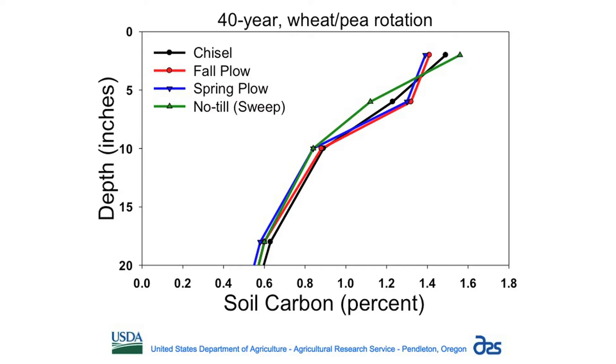They withstood the raindrop impact. They did not crust. They had much better water infiltration. So basically, if we can increase soil carbon, that's a wonderful thing. If we can't increase soil carbon overall, if we can't bring in more carbon, we can at least make sure that carbon stays on the surface. That's where it does the most good.